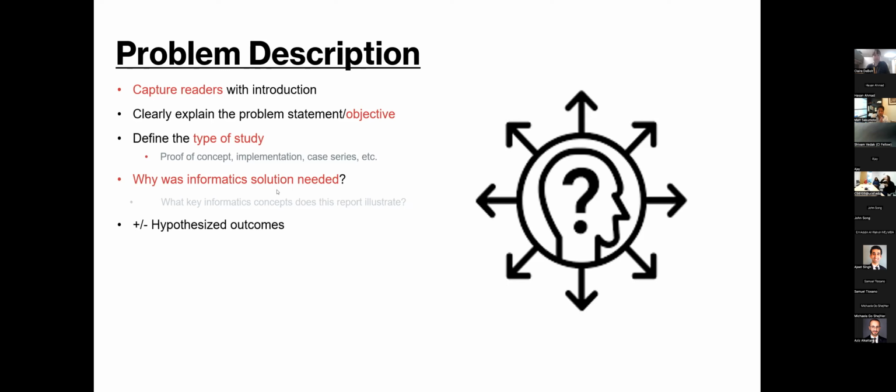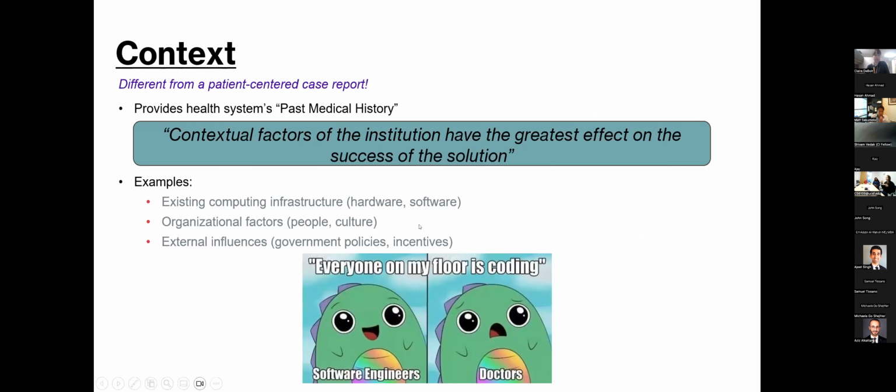Cool. Next slide. And then context, like I said, so again, I love this points to Claire, but it's different from a case report, right? So past medical history is the patient's context, you know, what other comorbidities that they have, but really contextual factors have the greatest effect on success. So it's again, like, are you on Epic versus Cerner? All those different things make a difference if someone else wants to replicate and or see whether your solution is applicable to their current situation.